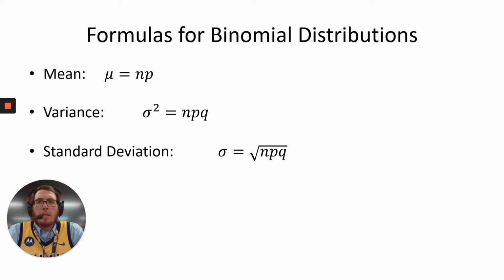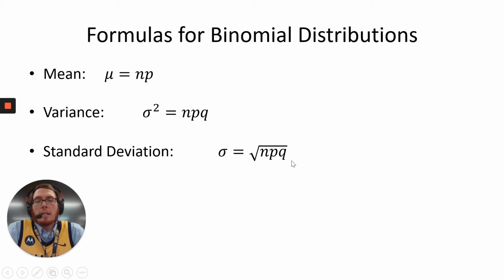The formulas for the binomial distributions and mean, standard deviation, and variance are the following. To find the mean, you just take n times p. To find the variance, which remember we denote by sigma squared, is n times p times q, and standard deviation is the square root of n times p times q.